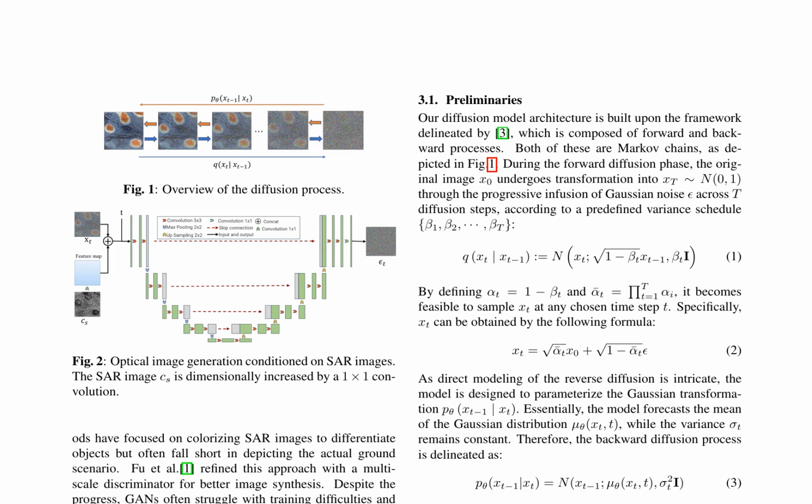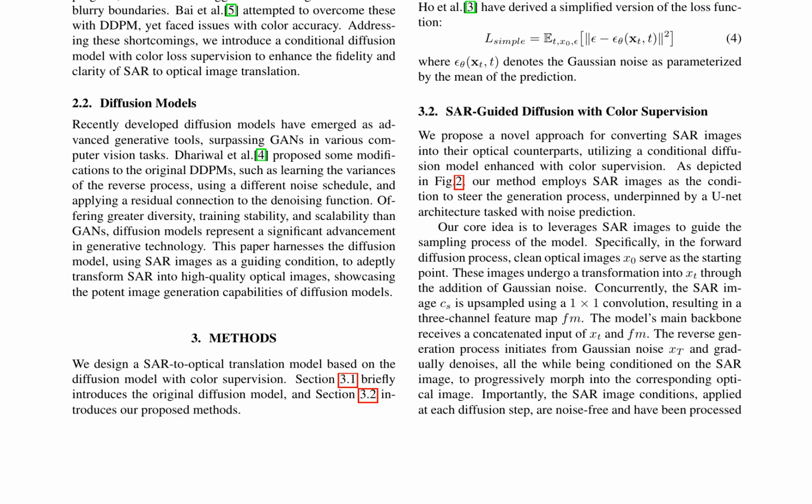Notably, the model is enhanced with color supervision, utilizing SAR images to condition the generation process. This approach addresses the limitations of previous methods, which often struggled with color accuracy and object differentiation. By incorporating SAR images as a guiding condition, the model can better capture nuanced color variations and object boundaries, resulting in more accurate and detailed optical images.